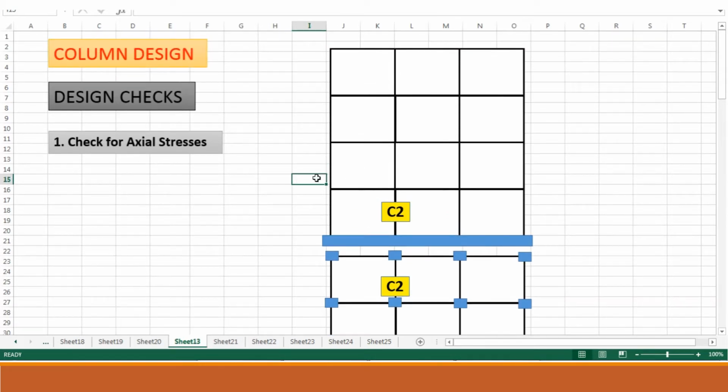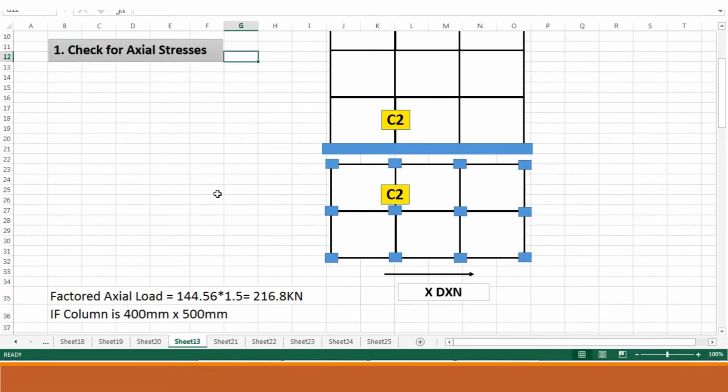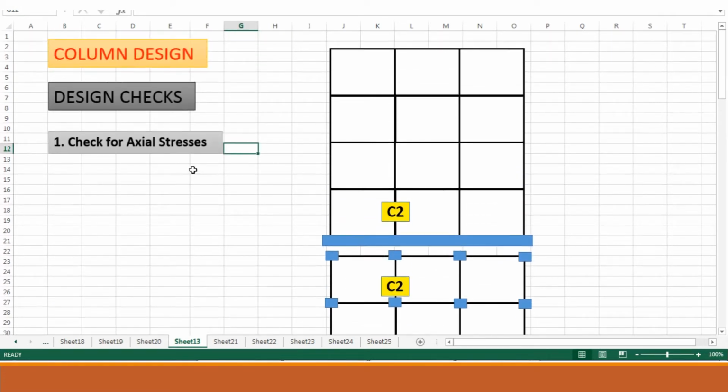The question was that we had been given a 3 bay, 6 bay 4-story building, and in the ground floor there is a column C2. Now let's go for the design of this column C2. So the first thing that we do is the design checks, and in the design checks we check it for axial stresses.